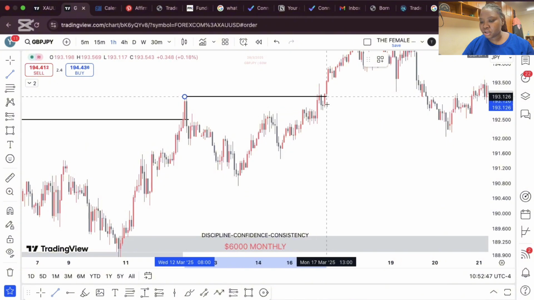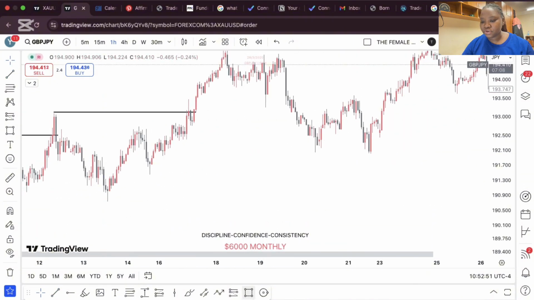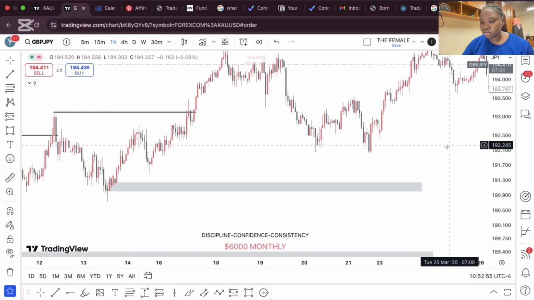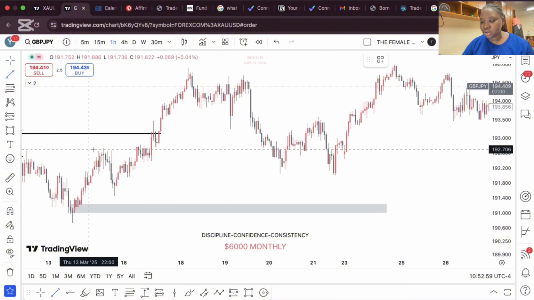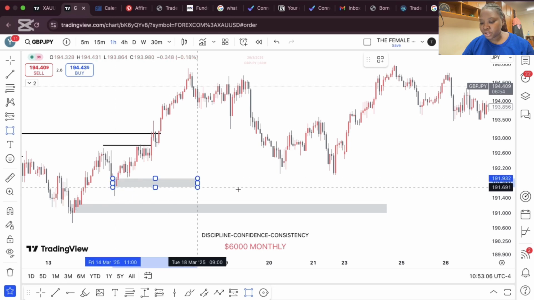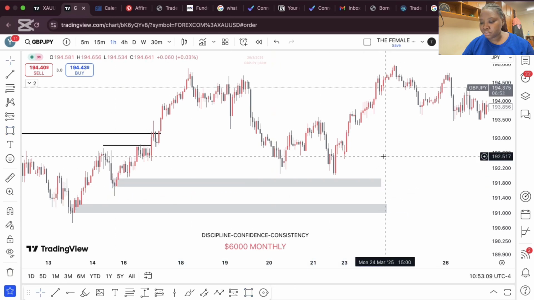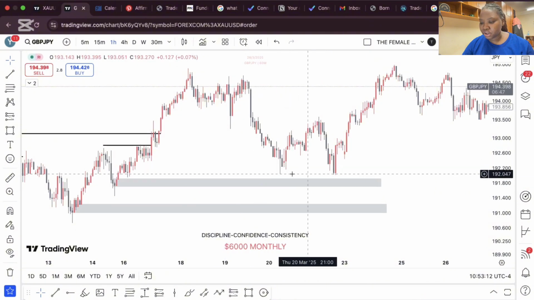Now price created a new break of structure to the upside here. We have this break of structure, we have this other block here, right? And price failed to tap into it. Price created this minor break of structure here. Price created this other block here. You see that price actually didn't tap into it, right?